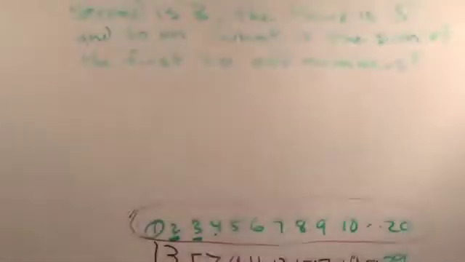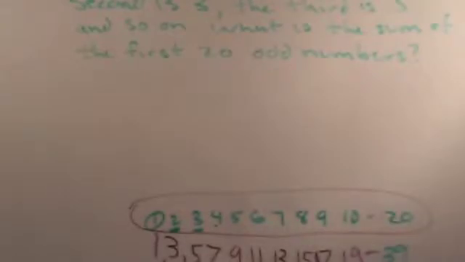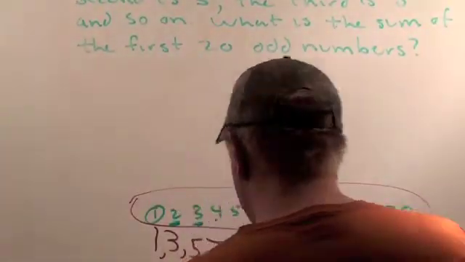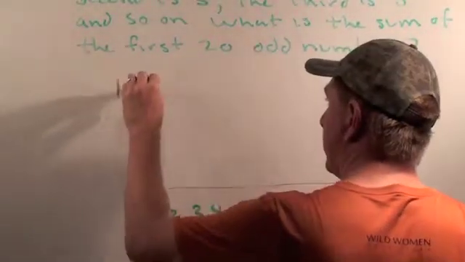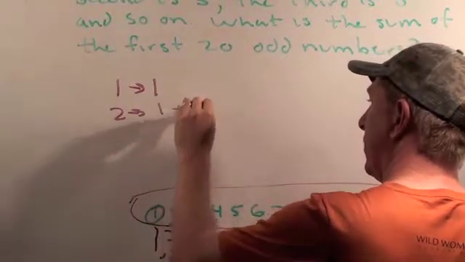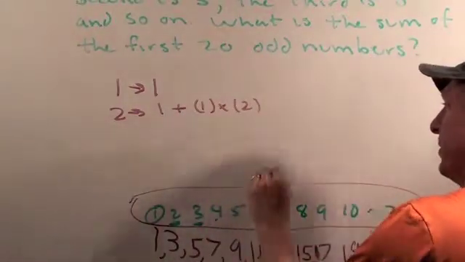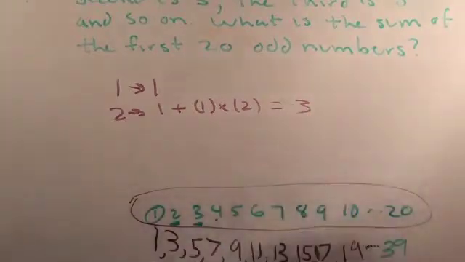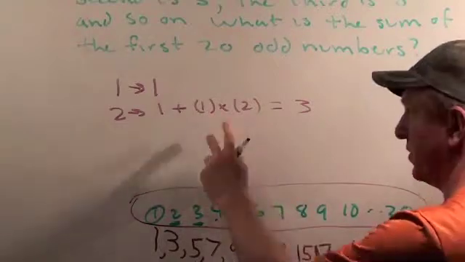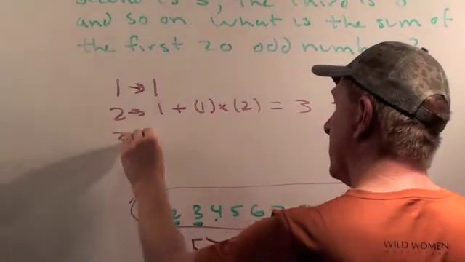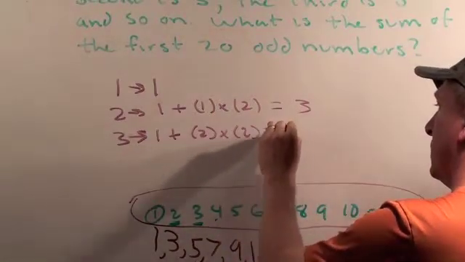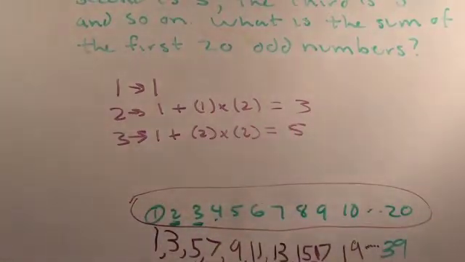The first number is 1. The second number is 1 plus 1 times 2, which is 3. The third number is 1 plus 2 times 2, which is 5. Right?